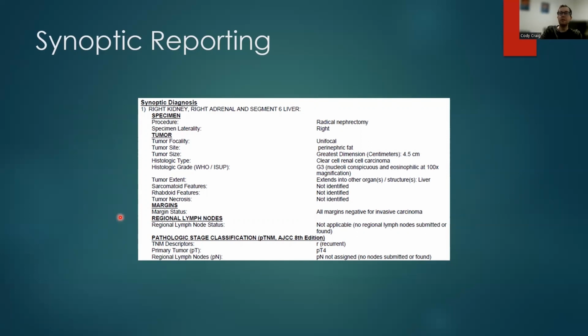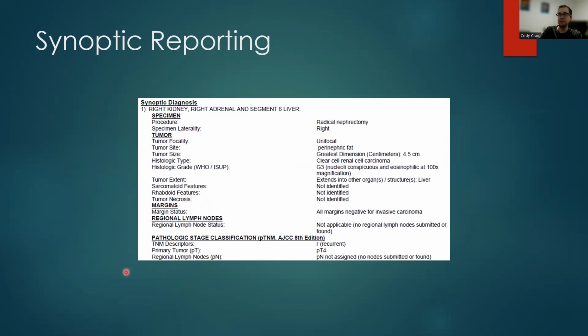Each organ does have its own different synoptic report because there are different things that are important for each type of cancer. So if you were to read a pathology report on lung cancer, it's going to have different information on here because not all of these things are relevant to a lung cancer, and vice versa. We'll go through each one of these categories briefly to discuss what these things actually mean. Specimen, we've already talked about. It's pretty straightforward. It was a right radical nephrectomy. That's what your surgeon performed.